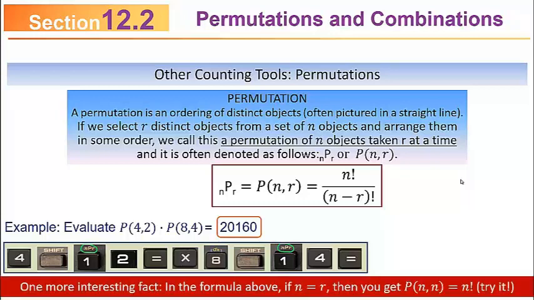In that formula above, if n is equal to r, you would get the permutations of n things taken n at a time. And if you plug that into the formula above, you'll get n factorial over n minus n factorial. Well, n minus n is 0, and 0 factorial is 1, so you get n factorial over 1, which is just n factorial. So if you don't believe it, try it on your calculator. If n and r are the same number for a permutation, it's just the same thing as doing the factorial of that number. You don't have to know that, but it is a nice, interesting fact.